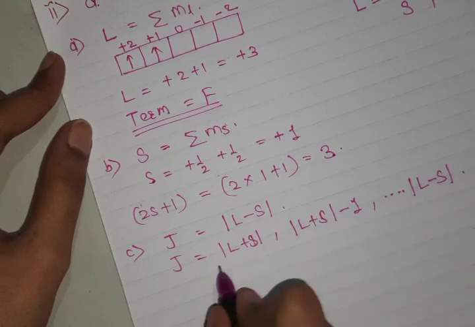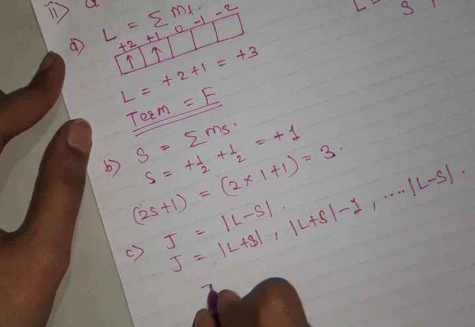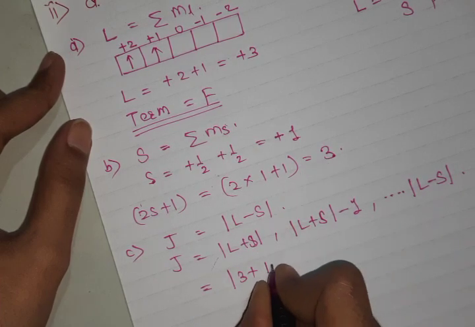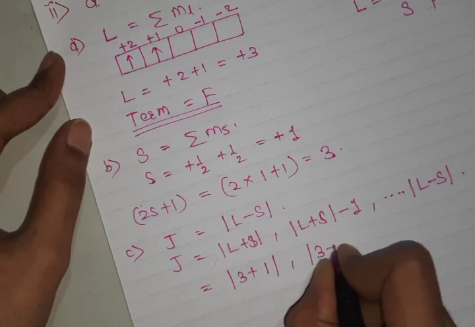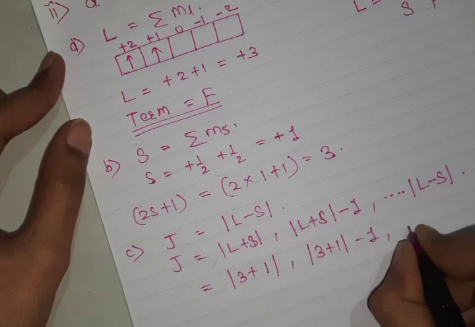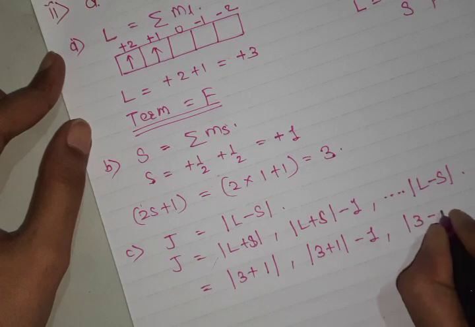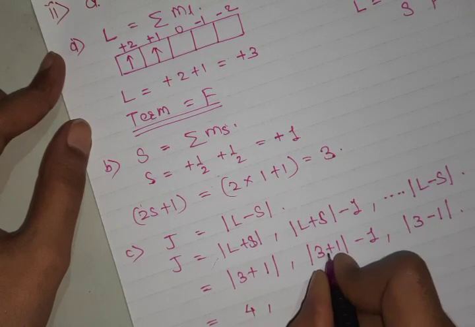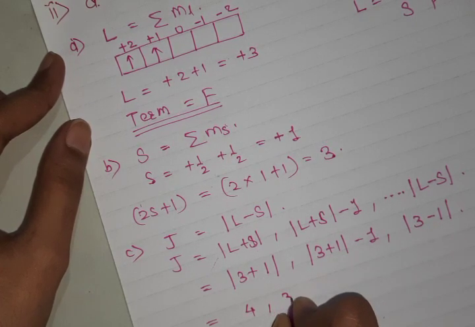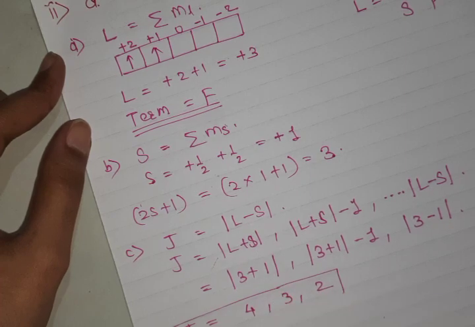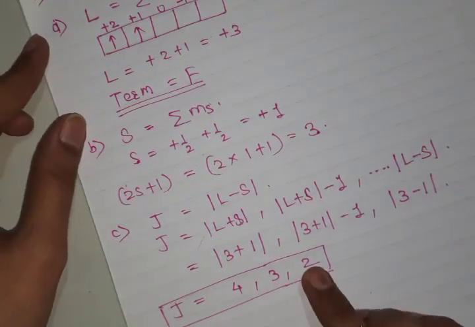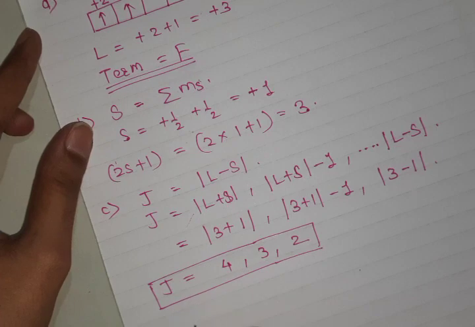So let's calculate using this formula. What is the L value? L value is 3. What is the S value? S value is 1. So 3 plus 1, then 3 plus 1 minus 1, then finally 3 minus 1. 3 plus 1 is 4, minus 1 is 3, and 3 minus 1 is 2. So these are the possible J values for this d2 electronic configuration: 4, 3, 2. And the term symbol will be F.